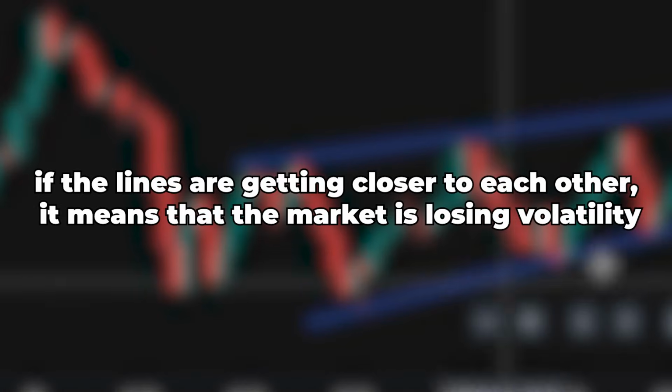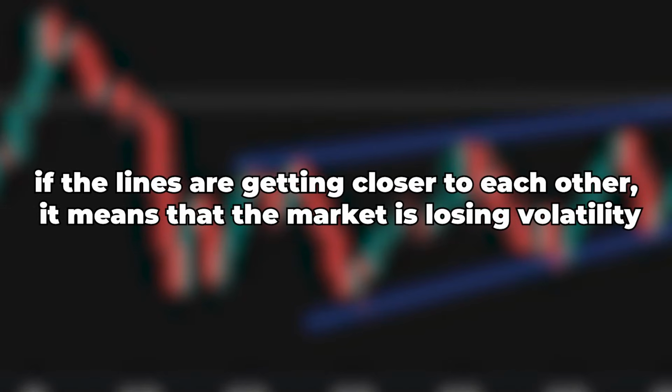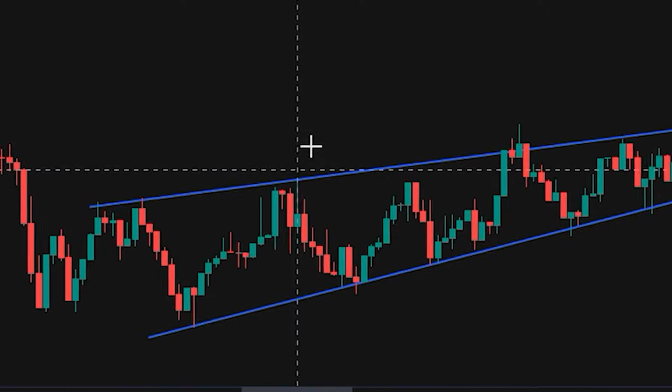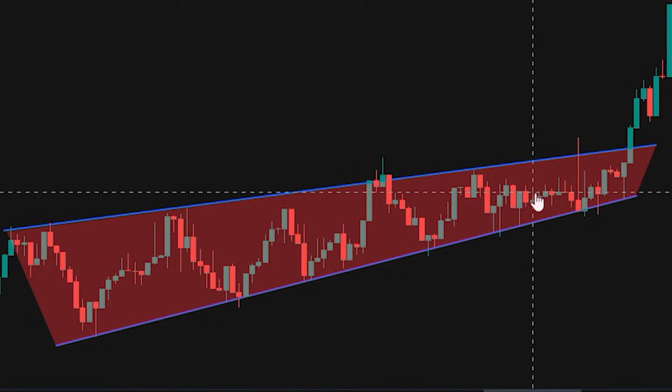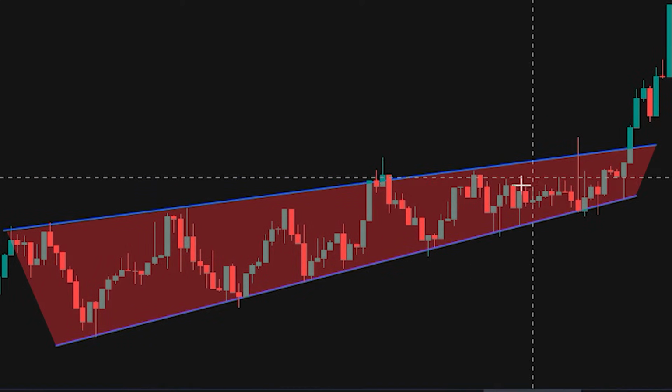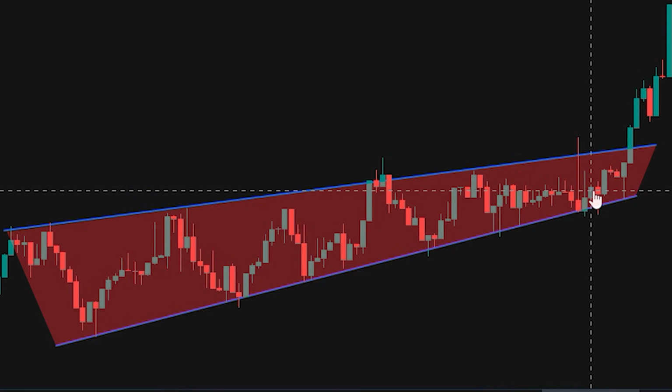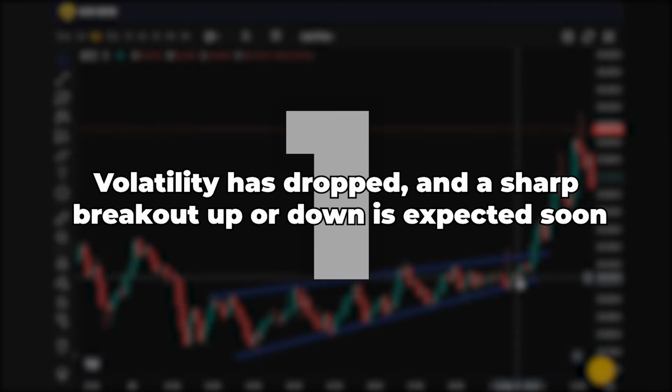First of all, if the lines are getting closer to each other, it means that the market is losing volatility. It used to be a broader trend, but now volatility is falling, and the chart is moving to the so-called range market in narrow fluctuations. This indicates that volatility has fallen, and soon after this stage of accumulation, there will be a sharp spurt up or down.